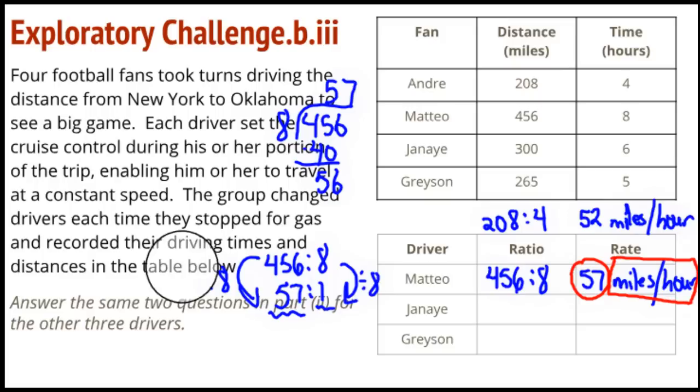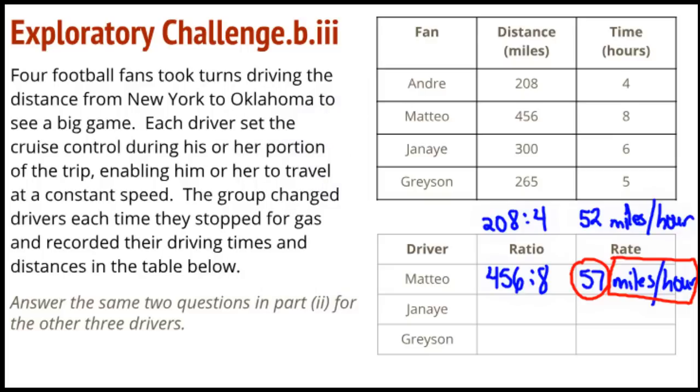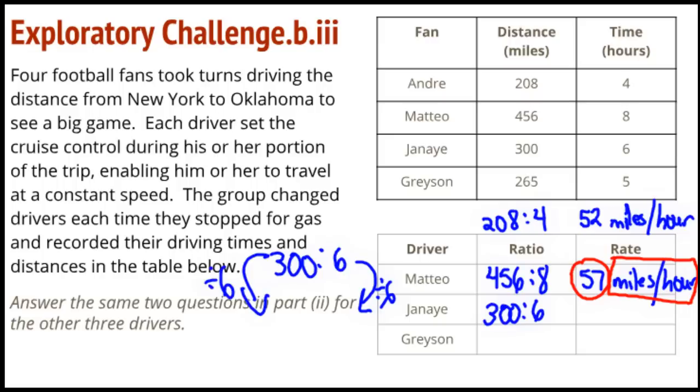All right, taking a look at Janae. Janae has a ratio of 300 to 6. And so I need to take that 300 to 6, and I'm going to scale down by dividing by 6. I'm going to find out that I have 50 to 1, and that is going to turn into 50 miles for 1 hour. Altogether, this is going to make a rate. My rate has two parts. It has the unit rate, and it has the rate unit.